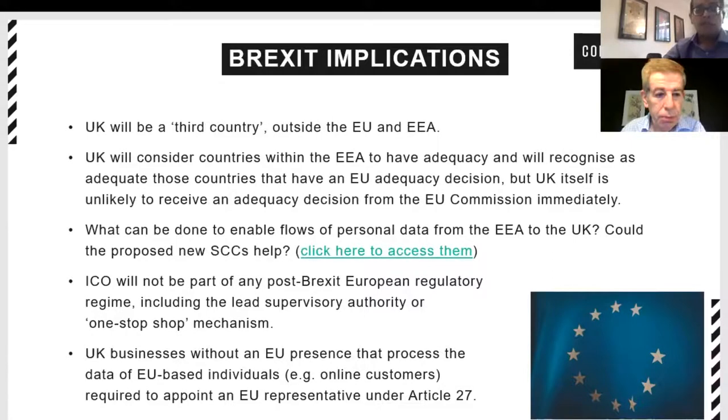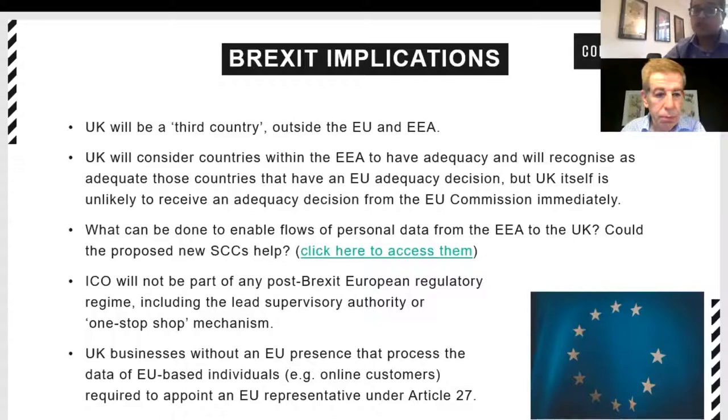So if you're doing business in both the UK and the European Economic Area, you'll have to comply with both the UK GDPR and the EU GDPR. Initially, that should be straightforward, because to start with, the UK GDPR won't differ significantly from the EU one, although that could change over time. The UK will also recognise the existing EU adequacy decisions. Brexit also means that transfers between the UK and the EEA will now be international transfers.